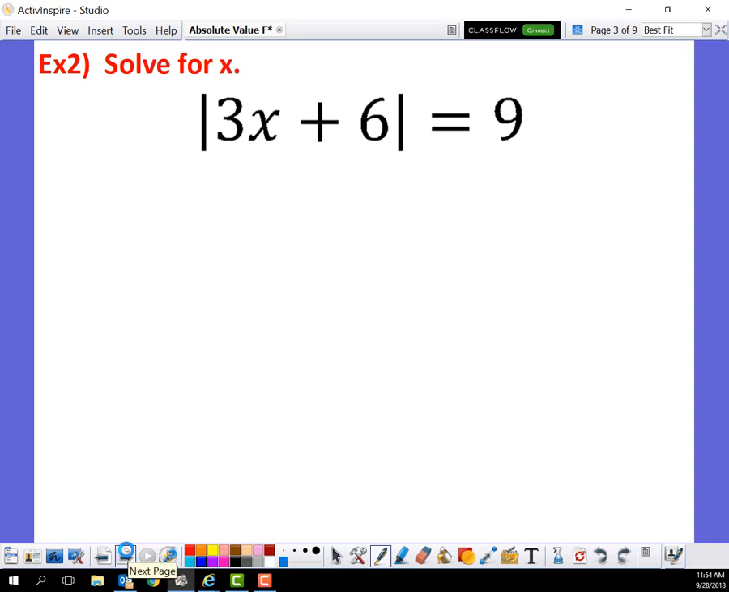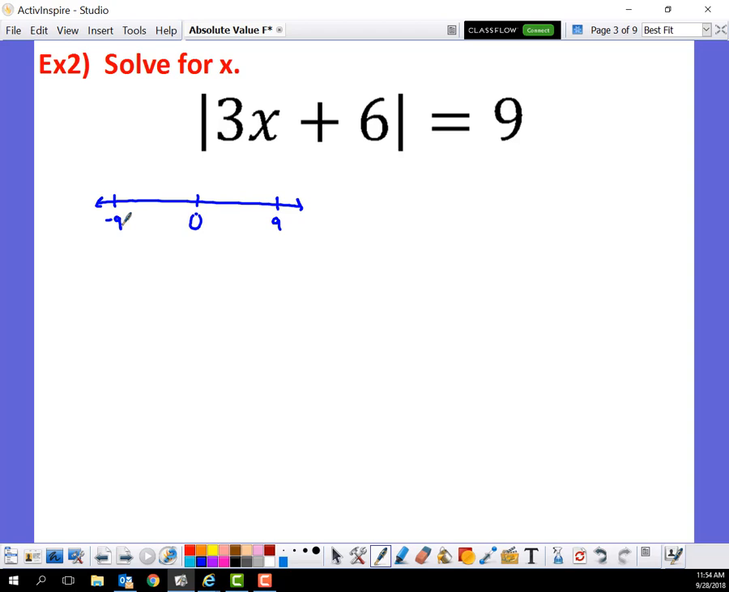Okay, so let's see what happens when we take it up a notch and we make things a little bit more complicated. Okay, so it says solve for x. The absolute value of 3x plus 6 equals 9. So again, if we think about this in the context of a number line, okay, I have 0 in the middle, and what I'm looking for is a number that is 9 steps away from zero. So I can either go to the right by 9 or I could go to the left by 9. Okay, 2 numbers that are 9 steps away from zero, either +9 or -9.